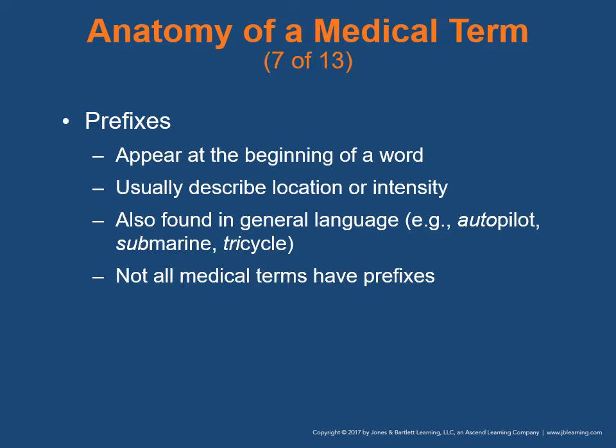A prefix is the part of a term that appears at the beginning of the word. Prefixes usually describe location or intensity. Prefixes are found in the general language, such as autopilot, submarine, tricycle, as well as in medical and scientific terminology. Not all medical terms have prefixes.